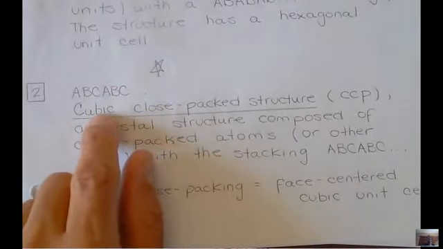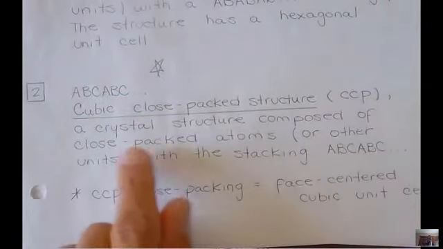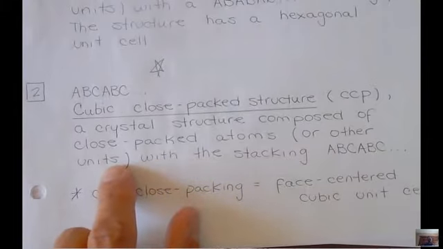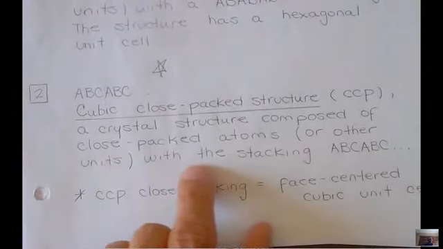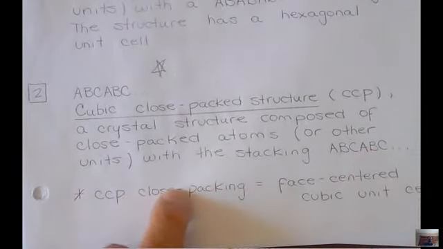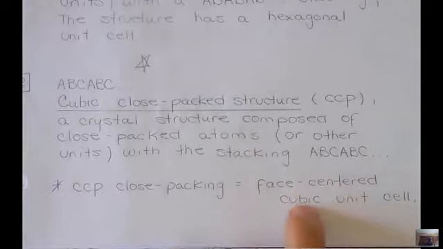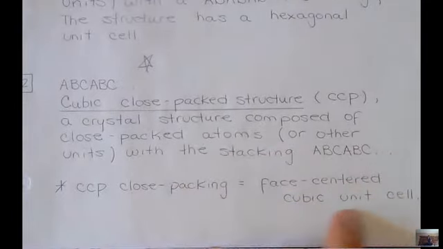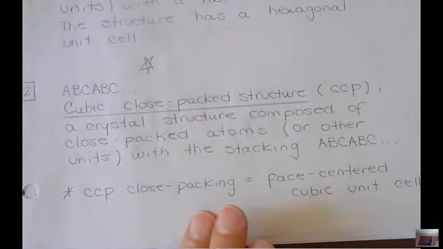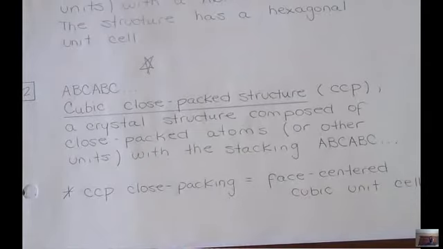So let's read this. Cubic close packing, CCP, is a crystal structure composed of close packed atoms or other units, like ions or molecules, with the stacking ABC. CCP close packing equals face-centered cubic. This is an important note to memorize, right? If you pack them, put the first layer down, put the second layer in the holes between them, put the third layer in a new set of holes that developed after you made the first and second set, and then repeat the pattern.